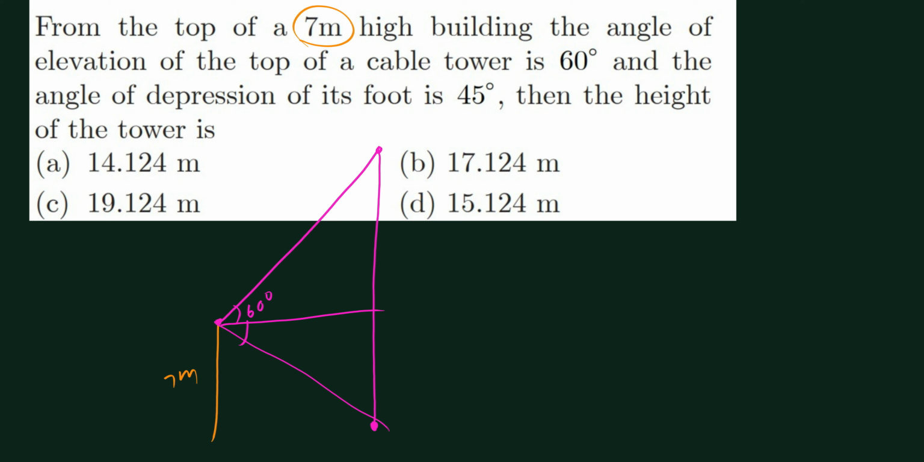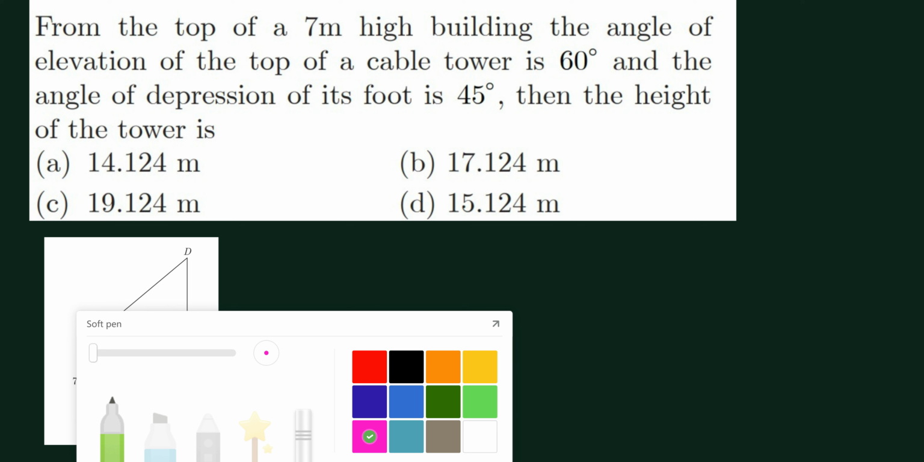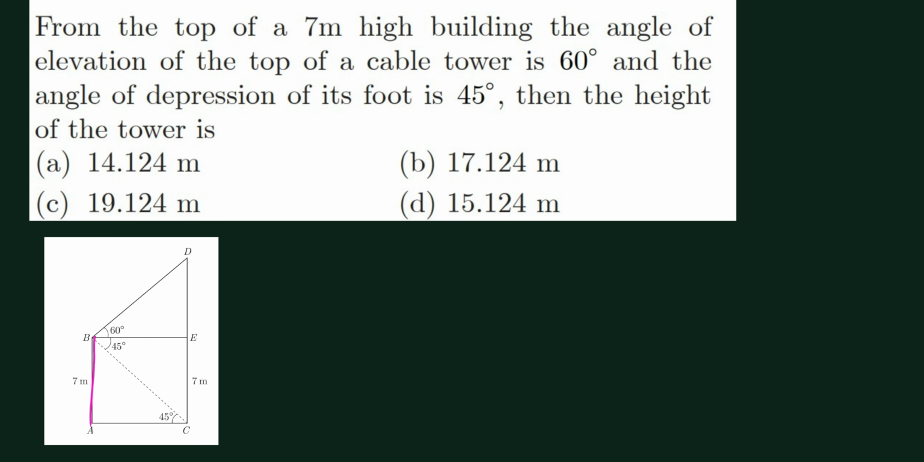Just a minute. The height of the building is 7 meter. So this height is 7 meter. If AB value is 7 meter, then this EC value also is how much? 7 meter. Okay. The total tower height is DC. So the remaining height, let us say this is X.